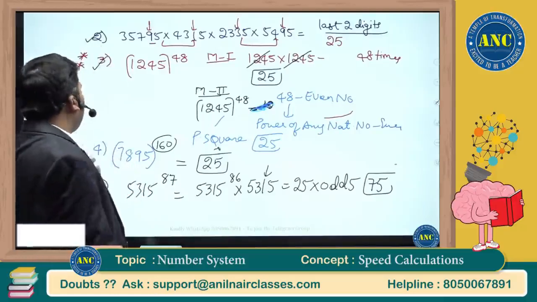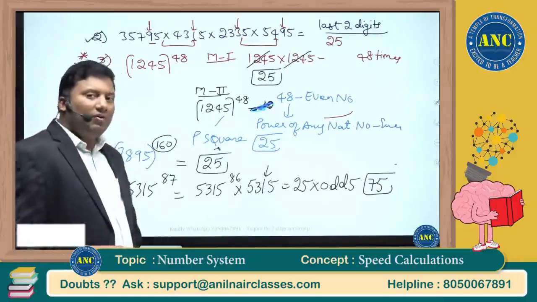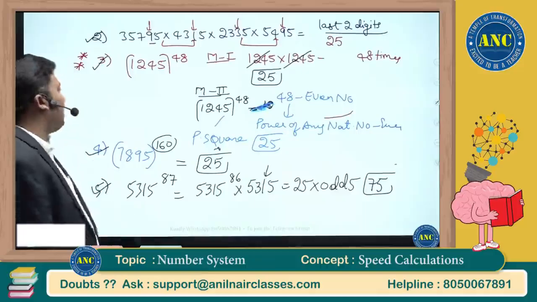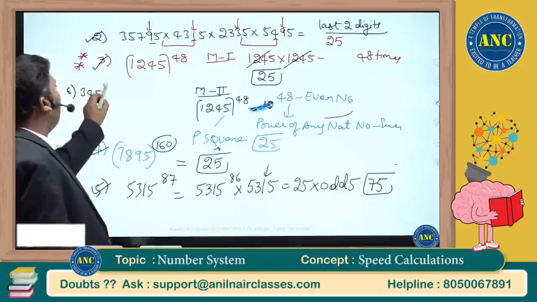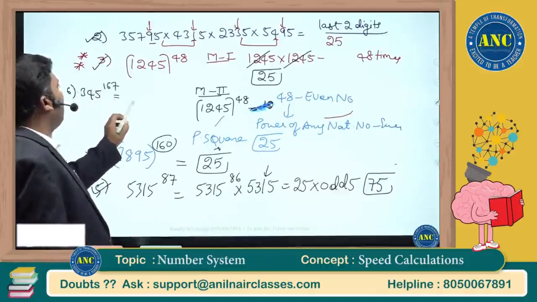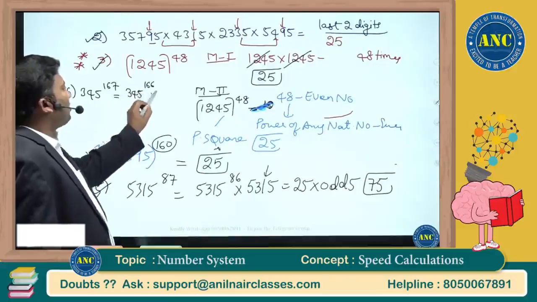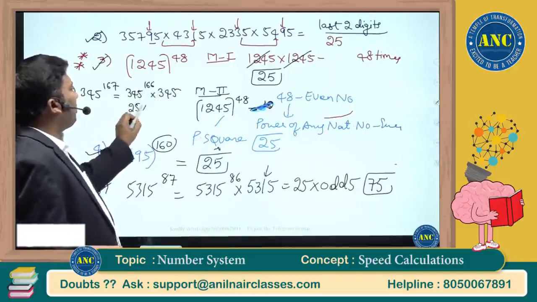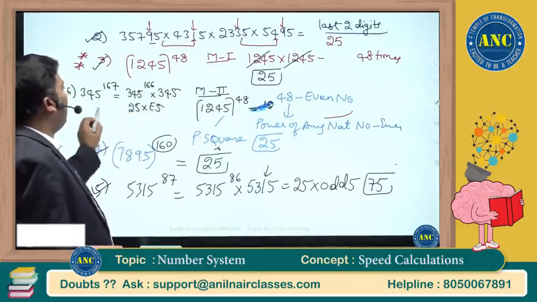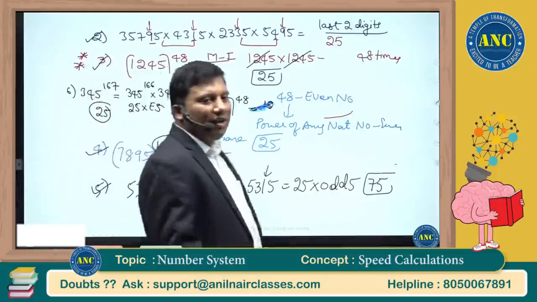Second problem, third problem, fourth problem, fifth problem. What if the power is an even number, we discussed. What if the power is an odd number? Suppose the question is 345 power 167, which is nothing but 345 power 166 into 345. This 34 is an even number. Even 5 into even 5. Last two digits is nothing but 25.